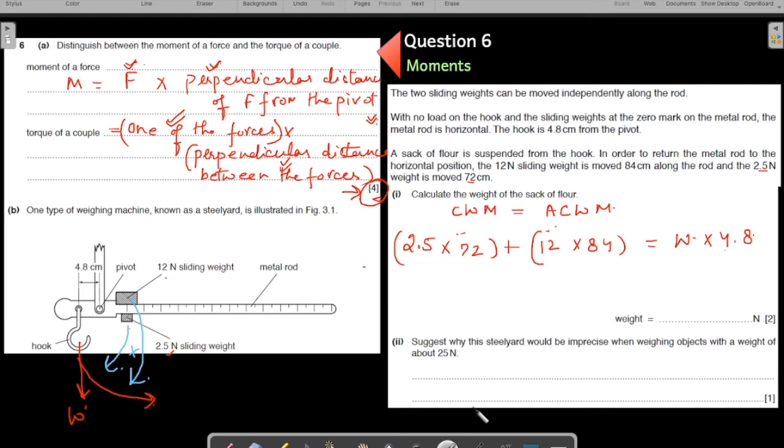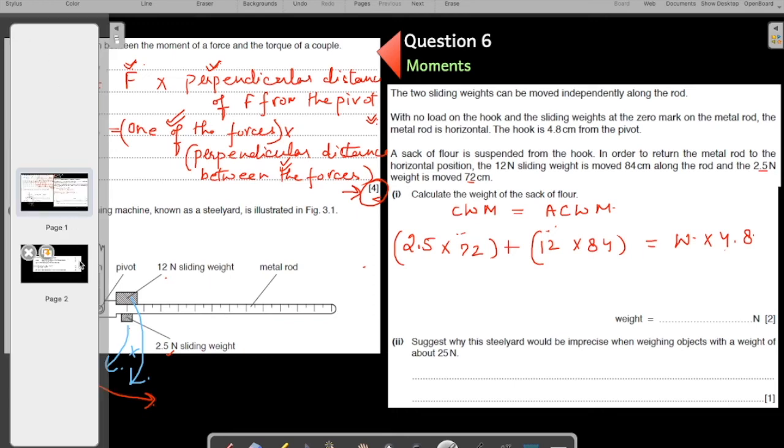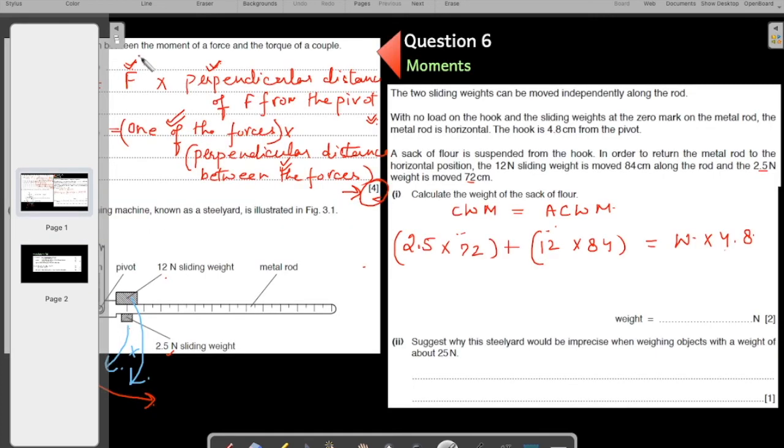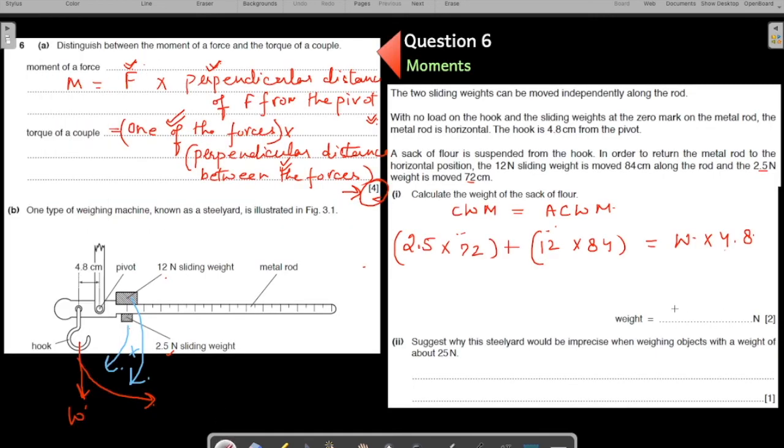This is something I leave for you to do on your calculators. Pause the screen here, solve this and see if you're getting the answer which I am going to show you in the mark scheme. 250 newtons. Are they doing the same thing? Same thing. 250 newtons or 248 newtons to be precise. Even if you mention 248 or 250, both are correct. If you round it up, perfectly fine. If you do not, perfectly fine. Both are correct answers.